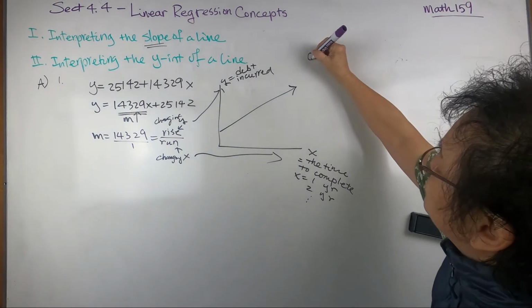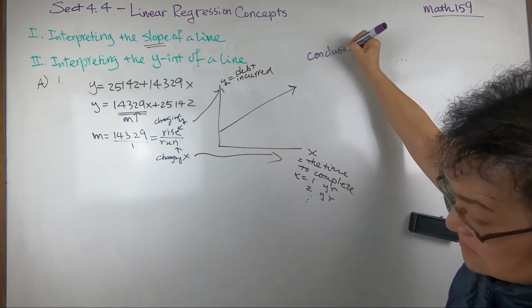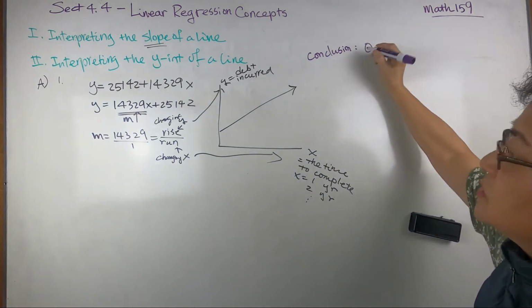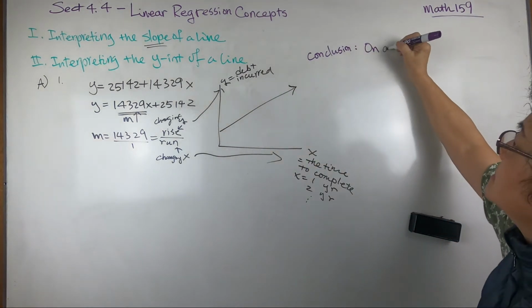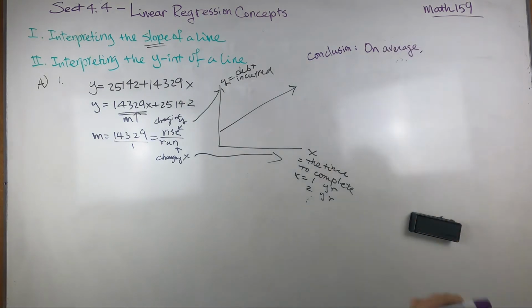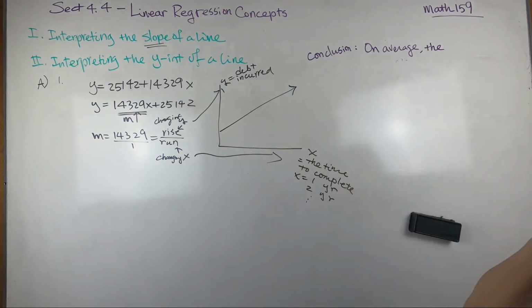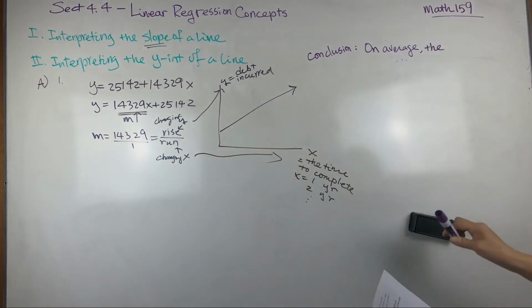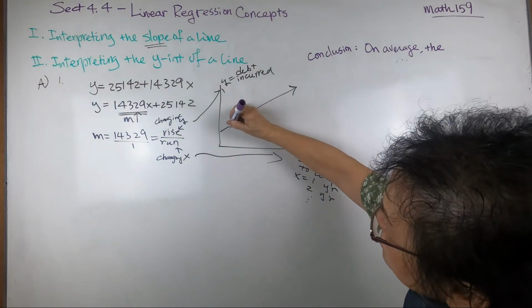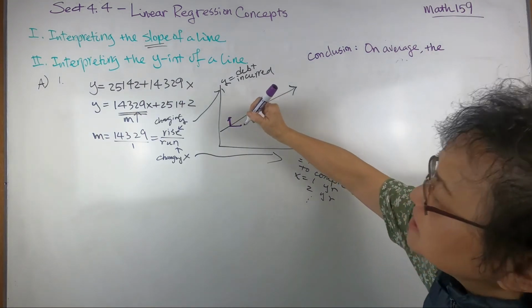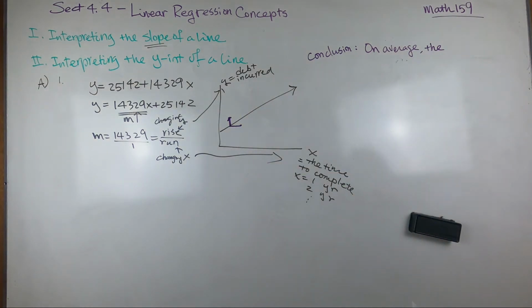Let's try to write the conclusion in a full sentence. The formula is given, not exact. It's talking about the average. In stats, we just talk about the average. We interpret the slope of a line as the change in Y when X changes by 1 year. So each time you increase X by 1, how much does Y increase? That's what we are talking about.